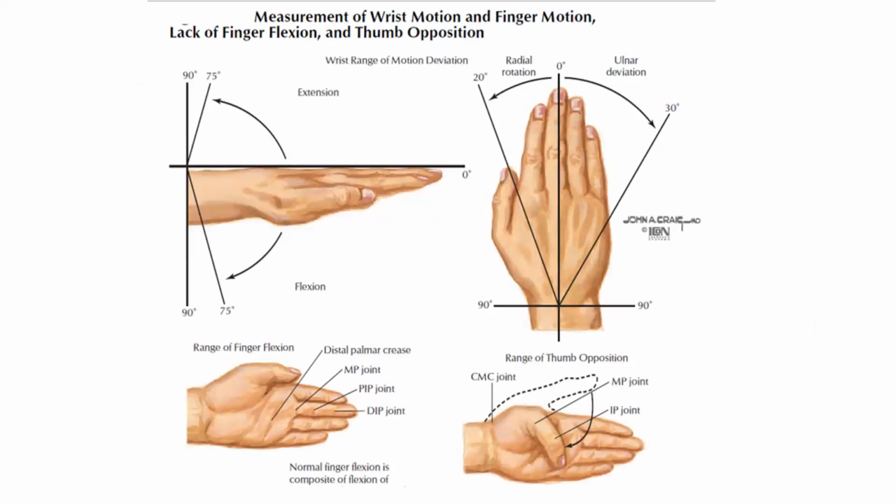This shows you the measurement of wrist motion and finger motion, lack of finger flexion, and some thumb opposition. So don't forget that with abduction or radial deviation, the angle is less than ulnar deviation. One is 30 degrees, the other one is 20 degrees.